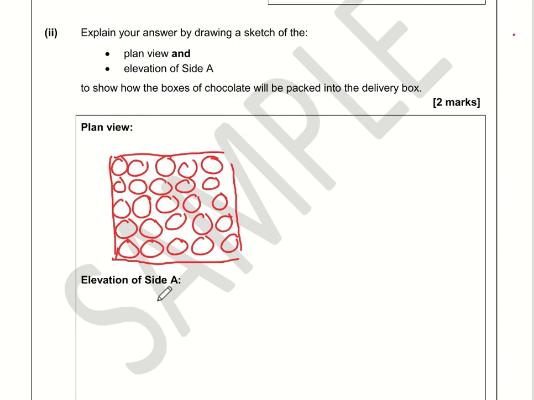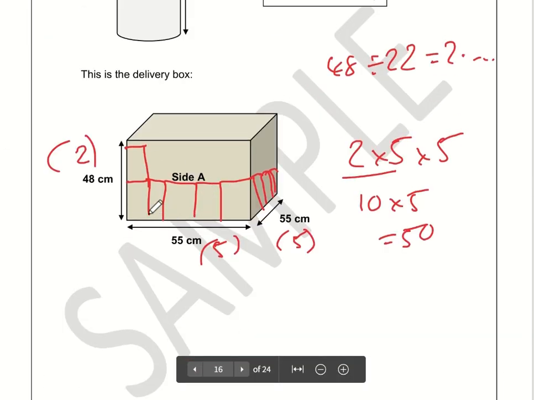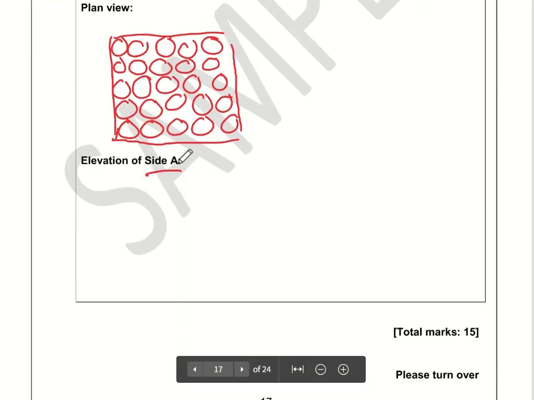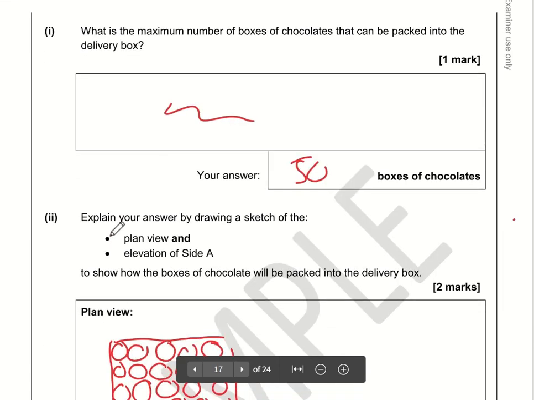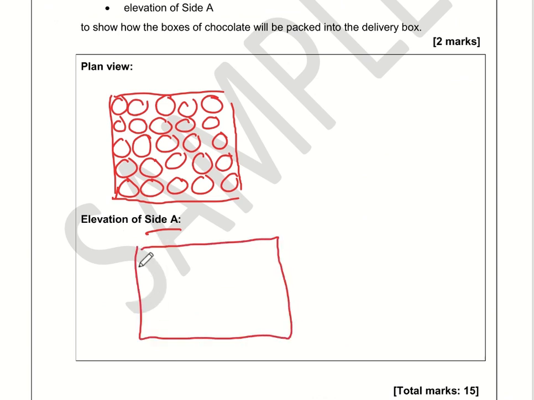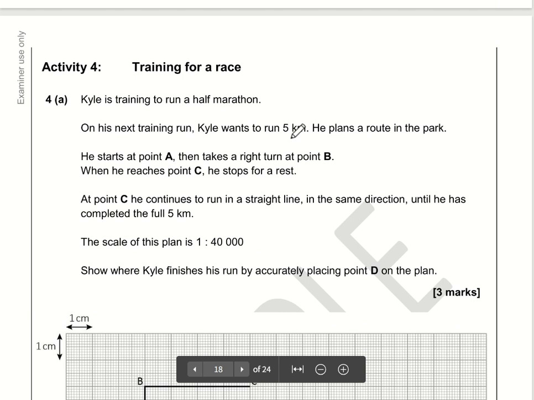Okay, we also want the elevation. So if we're looking at the elevation of side A, this is side A here. I've already done a little bit of it. We're going to see 5 along the bottom and 5 along the top. So it's 55 by 48. So it is a rectangle. And there will be a little gap, as I say, so maybe they come up to here. There we go. 1, 2, 3, 4, 5. Done. Bit of a very rough sketch, but I'm sure that will be fine.